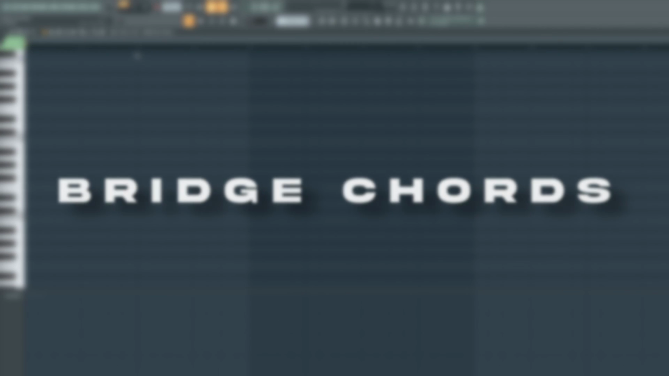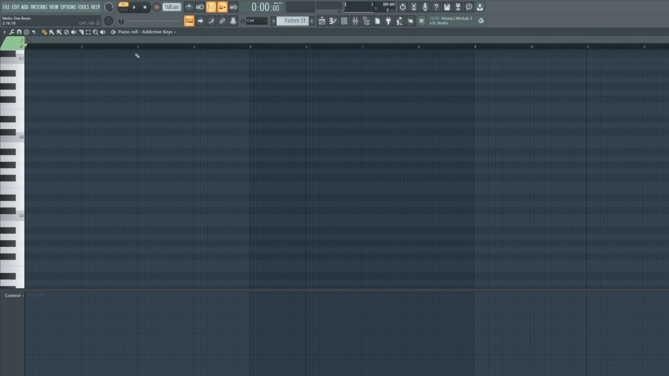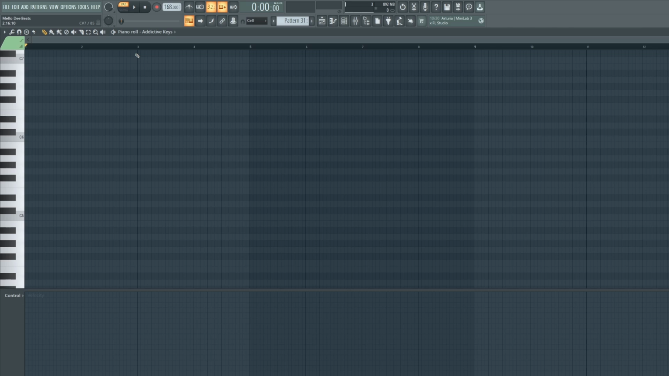We're going to talk about bridge chords first. When you have 2 chords in a progression and the roots of those chords are a whole tone apart, meaning 2 semitones away from each other, you can use a diminished chord on the note in between those to bridge those 2 chords. Let's go over some examples.